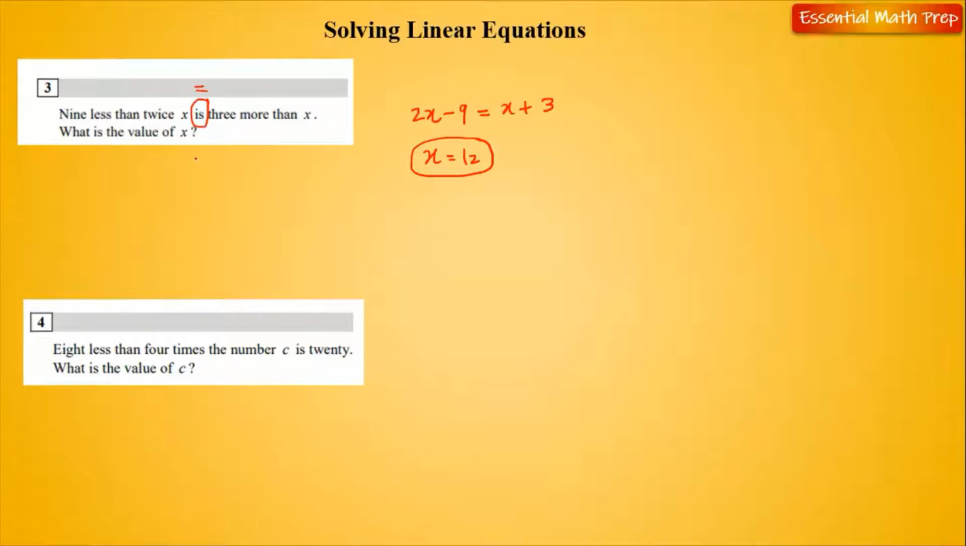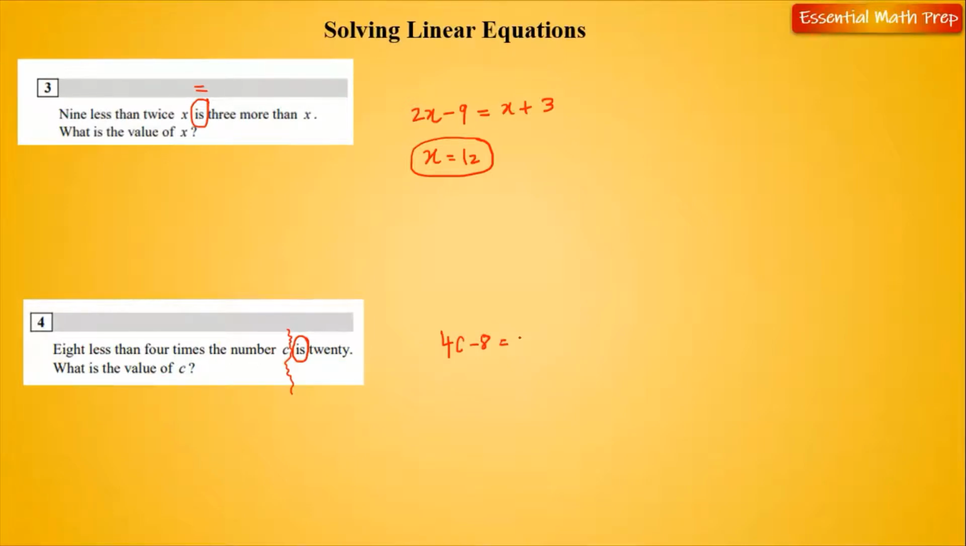Okay, 8 less than 4 times the number c is, again, you see the "is" there. There's a recurring pattern. That means this is where the problem is breaking into two pieces. So let's focus on just this side. You don't even need to focus on the other side until you've solved this side. So 8 less than 4 times the number c. 4 times means you're multiplying 4 times c, and 8 less than that means 4c minus 8 is equal to, now come to the second side, 20.